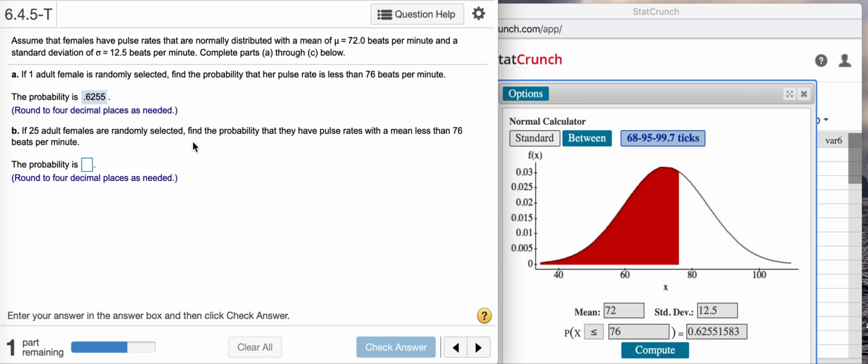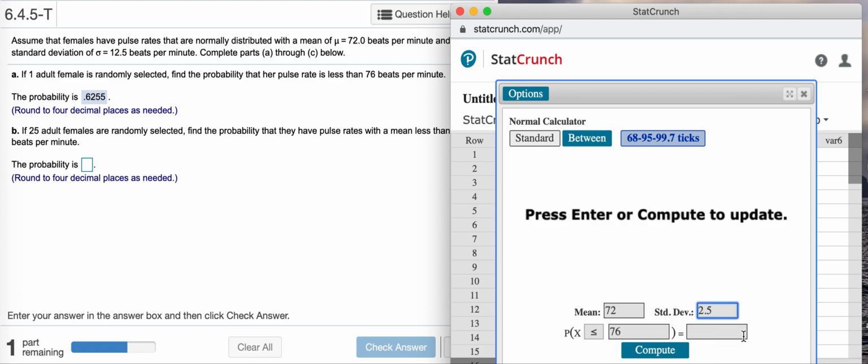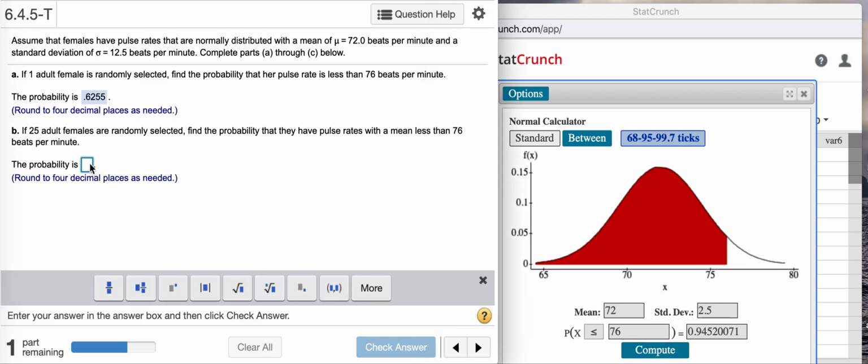So now, to answer this question, I'm dealing with a normal distribution with the same mean of 72, but now when I take 12.5 and divide by the square root of 25, I get a new standard deviation for the sampling distribution to be 2.5. And so I'm still trying to find the probability of this sample mean being less than or equal to 76. Press compute, and now that has changed. So to 4 decimal places, the probability is 0.9452.